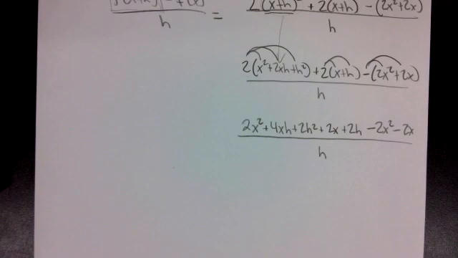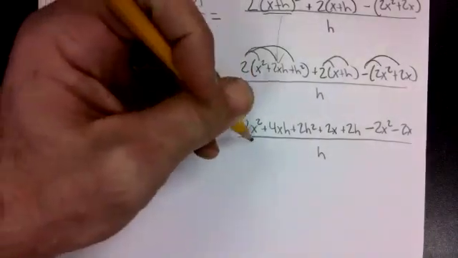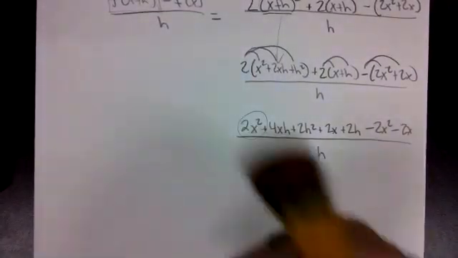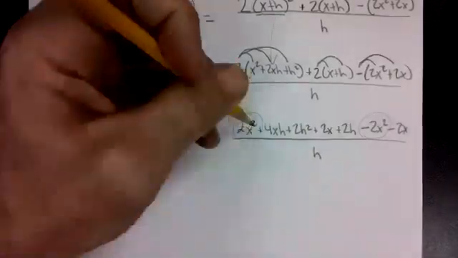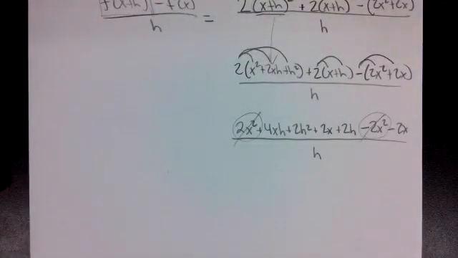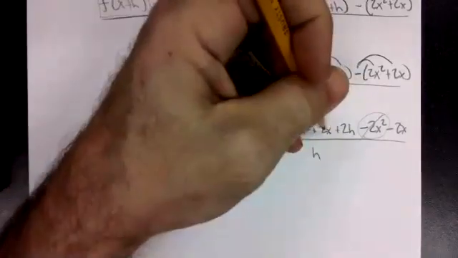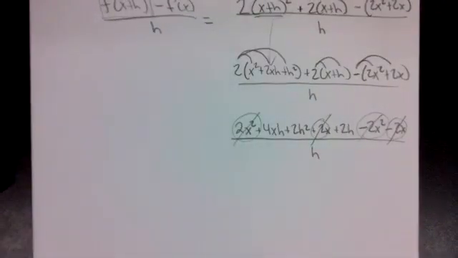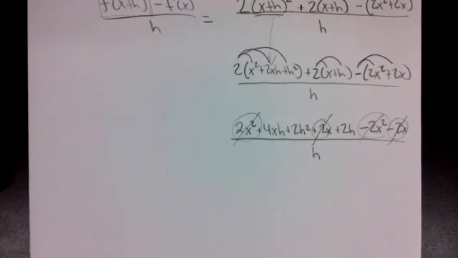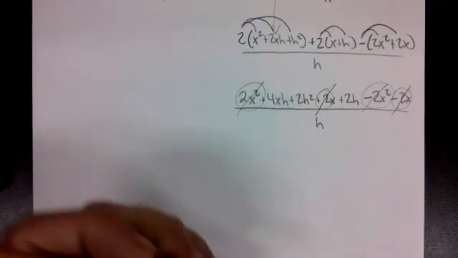For example, this positive 2x squared and this negative 2x squared. Anytime you have a positive and a negative of the same thing, they cancel out. Got this positive 2x and this negative 2x.